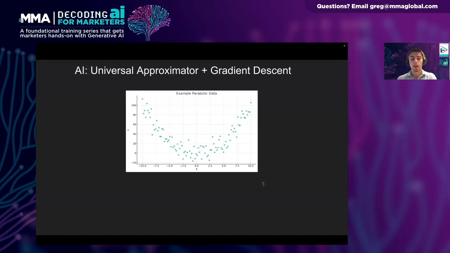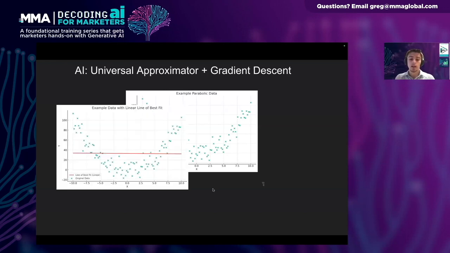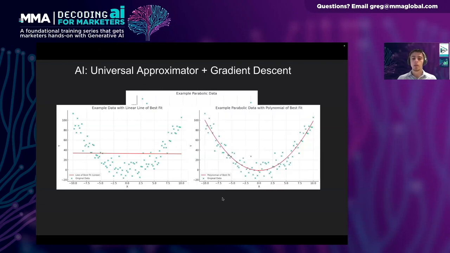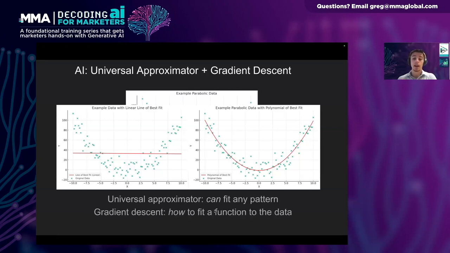If you look at a graph like this one here, there's no straight line that will do a good job of approximating the data. You can probably see how for a good approximation, you would need a parabolic shape. So here's what the straight line of best fit looks like. It doesn't do a very good job of approximating the data set. But if we use a universal approximator, we can get a much better approximation. So a universal approximator can fit any pattern.